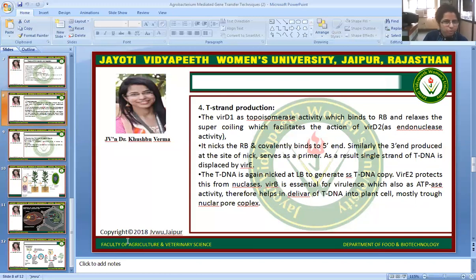It nicks the right border and covalently binds to the 5' end. The 3' end produced at the site of the nick serves as a primer. As a result, a single strand of T-DNA is displaced by the VirE region. The T-DNA is again nicked at the left border to generate a single-stranded T-DNA copy. VirE2 protects this from nucleases. VirB is essential for virulence, which also has ATPase activity, and therefore helps in delivery of T-DNA into the plant cell, mostly through the nuclear pore complex.